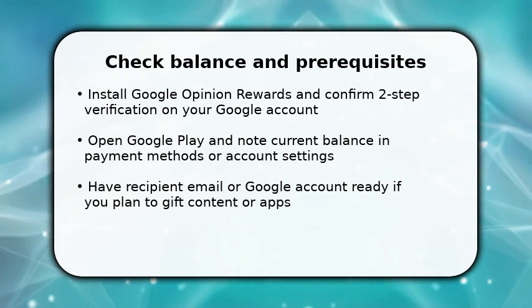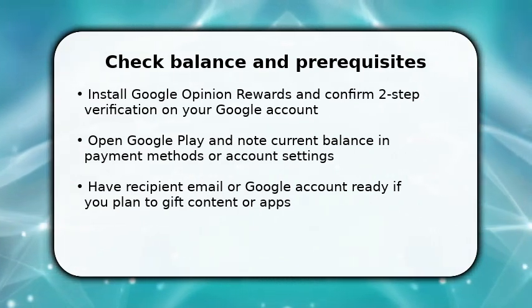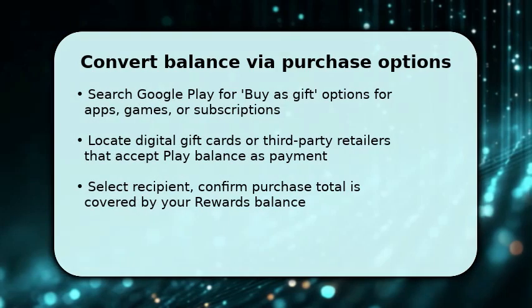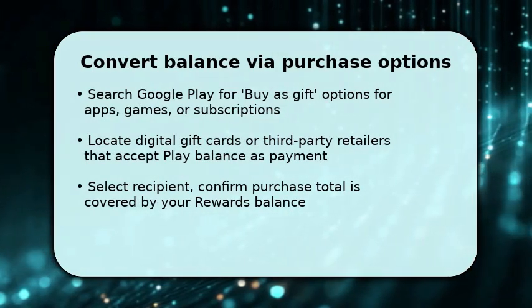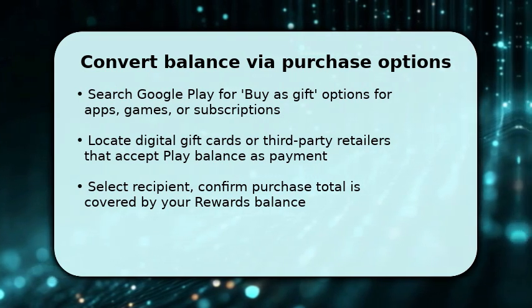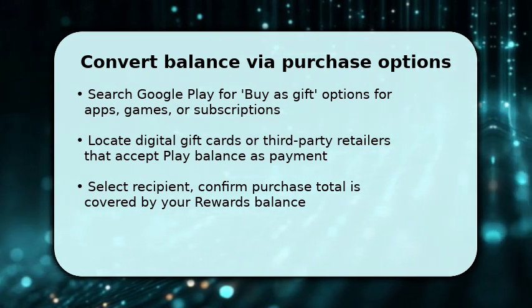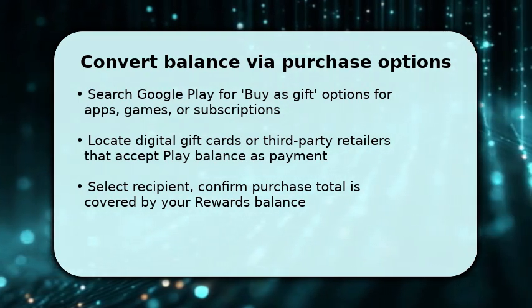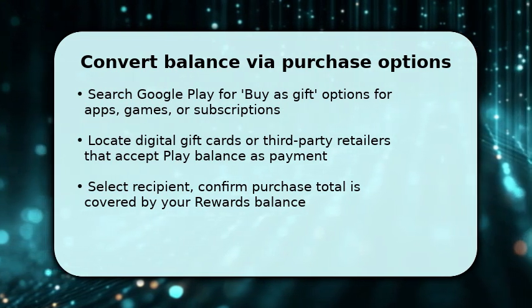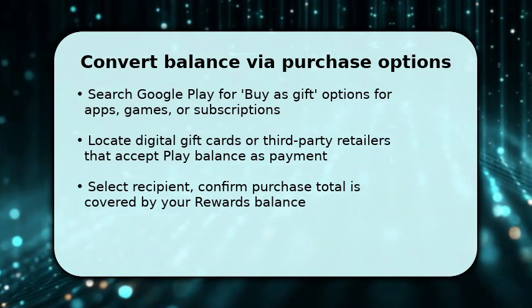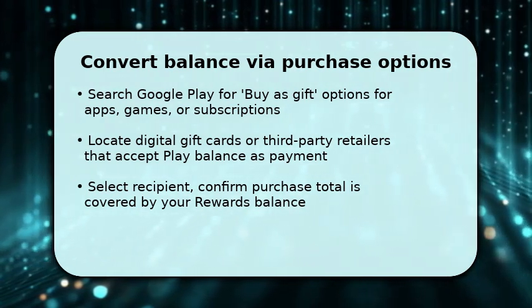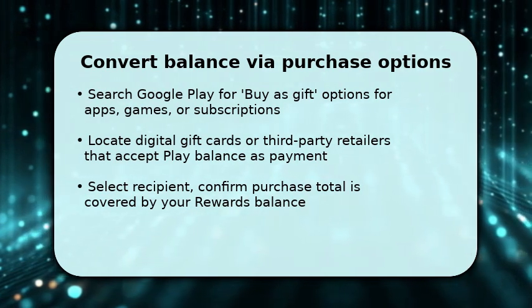Next, use your balance to create a transferable value. Search for items with a Buy as Gift button or digital gift card SKUs available in your country. Choose the item, pick the recipient's Google email, and proceed to checkout. At payment, select Google Play Balance. If it covers the amount, complete the transaction. This effectively transfers value to the recipient via the gifted item. If Play doesn't sell gift cards in your region, look for reputable third parties.